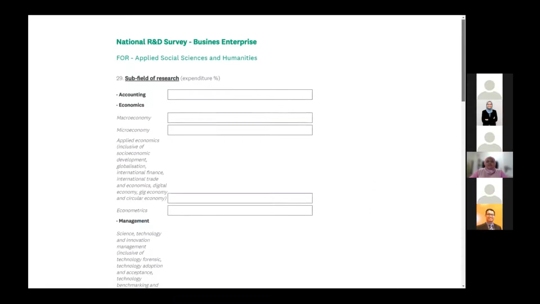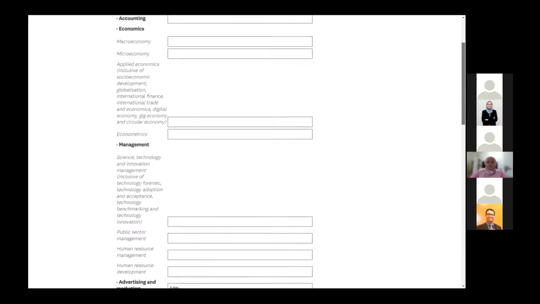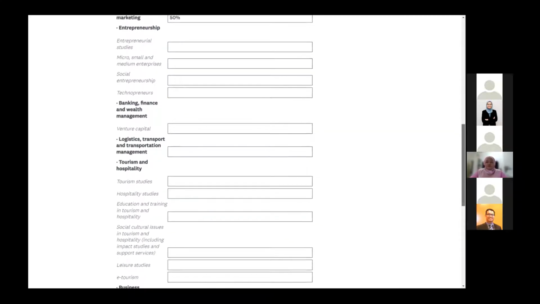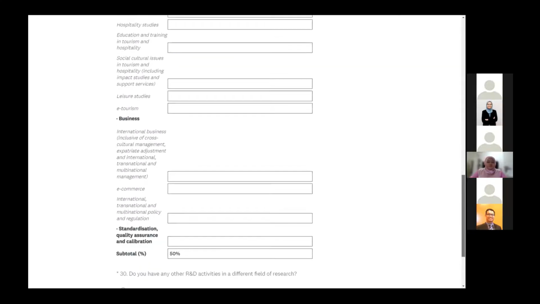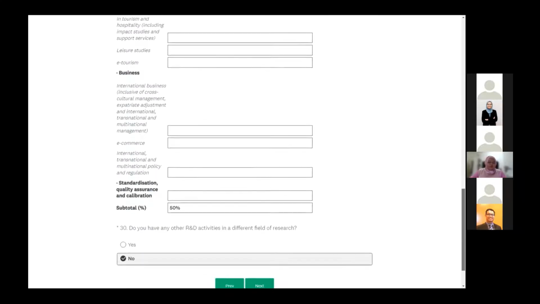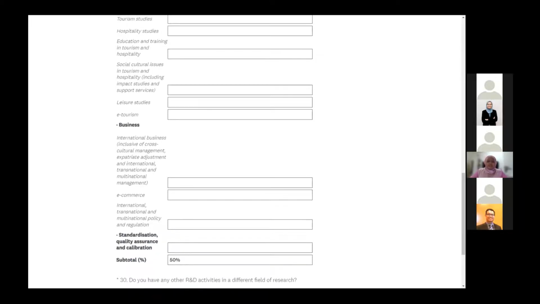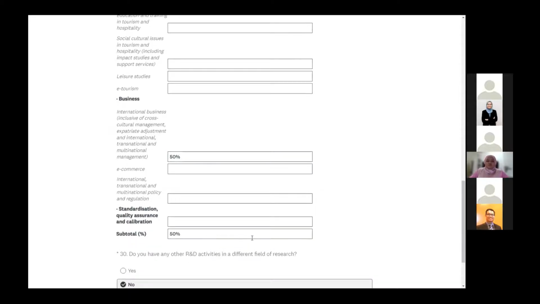So applied sciences will refer to economics, management, marketing, human resource, banking. These are examples of research and development. We do get questions where companies ask, oh, we only do research on business. So there is actually an allocation for business. We could write maybe a 50% amount for business here. And don't forget to also write down 50% at your subtotal, or whatever the total is for this section. Then we can click next.